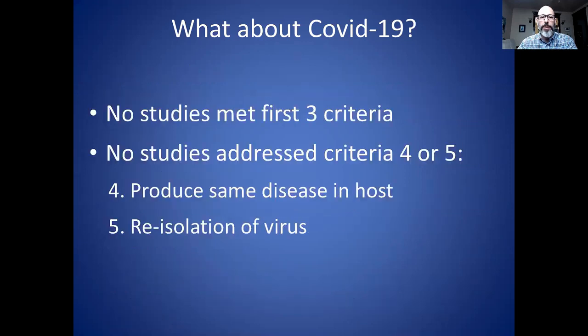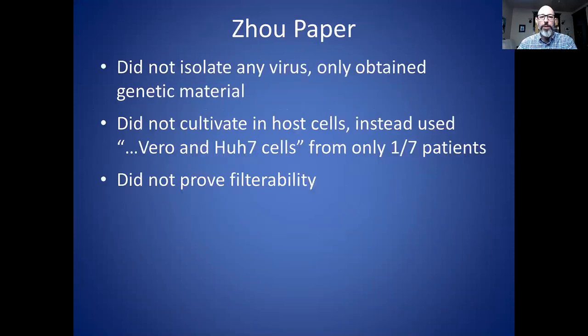So let's look at what I found: none of the studies met the first 3 criteria. No studies tried to address criterion 4 or 5, which is inoculating the isolated particle into a healthy host and causing the disease, or re-isolating it from that person. So this was just not done at all, not attempted. If criterion 4 and 5 were never attempted, you can already, just from that, conclude that it has not been proven, to be fairly confident, that this is a cause of any illness. But let's look a little bit closer.